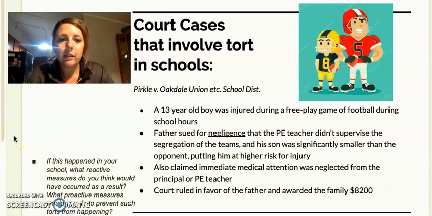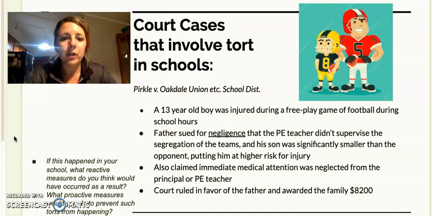The next court case was Perkle versus Oakdale Union School District, and a 13-year-old boy was injured during a free play, which I'm assuming was recess, game of football, tackle football during school hours. He was injured and his spleen ruptured. It was an internal injury that resulted in a hospital visit and a surgery.